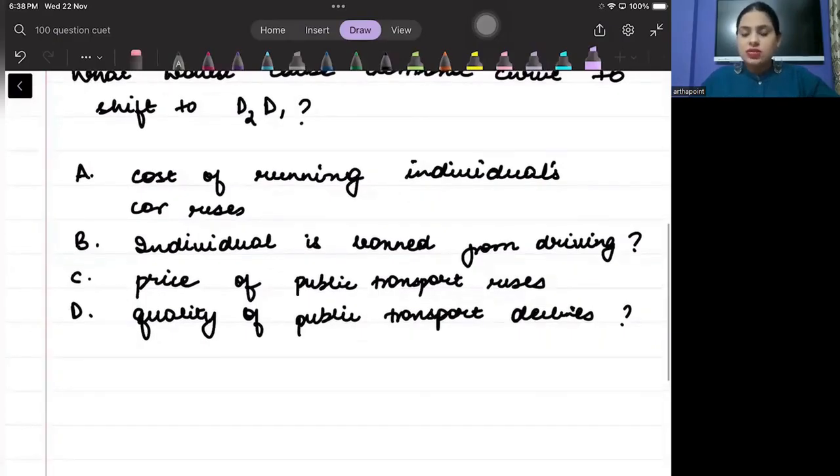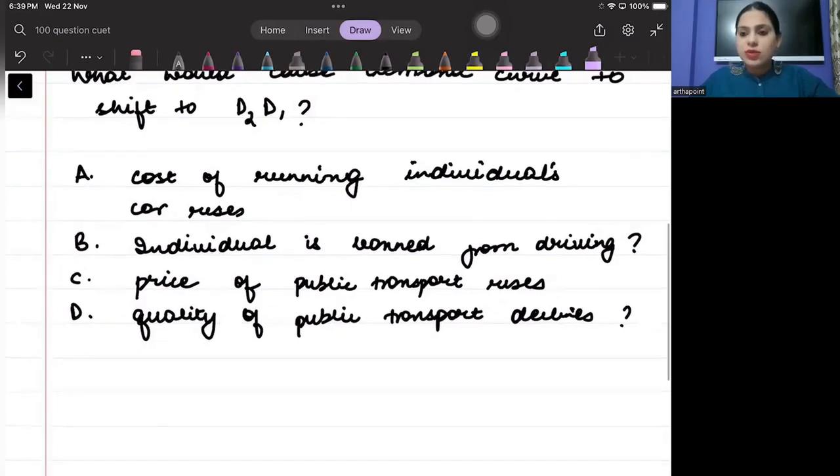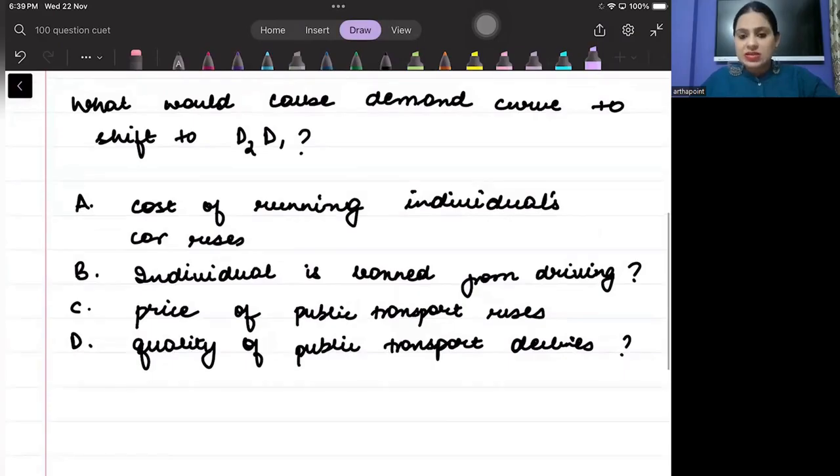Cost of running the car rises. Individual is banned from driving. Price of public transport rises. Quality of public transport declines.